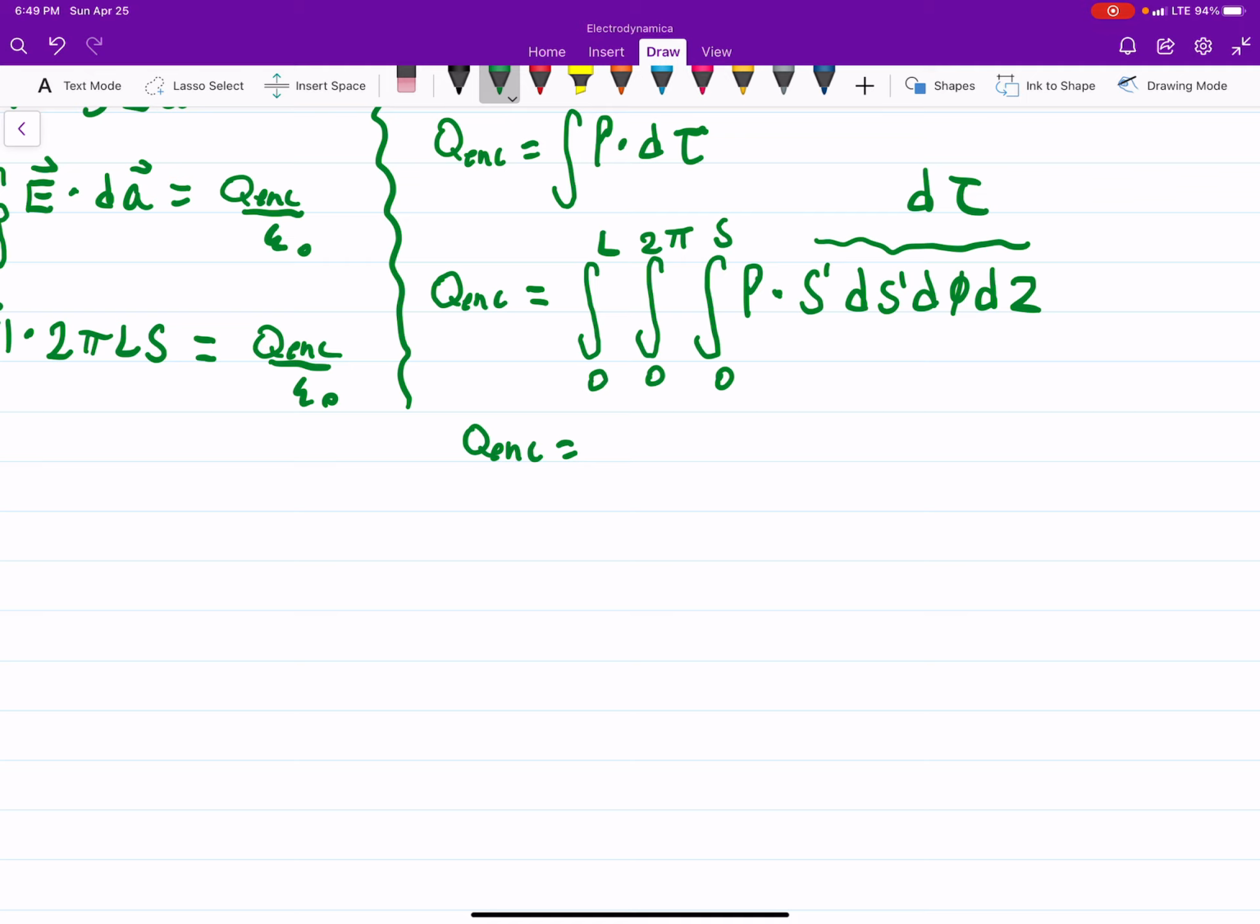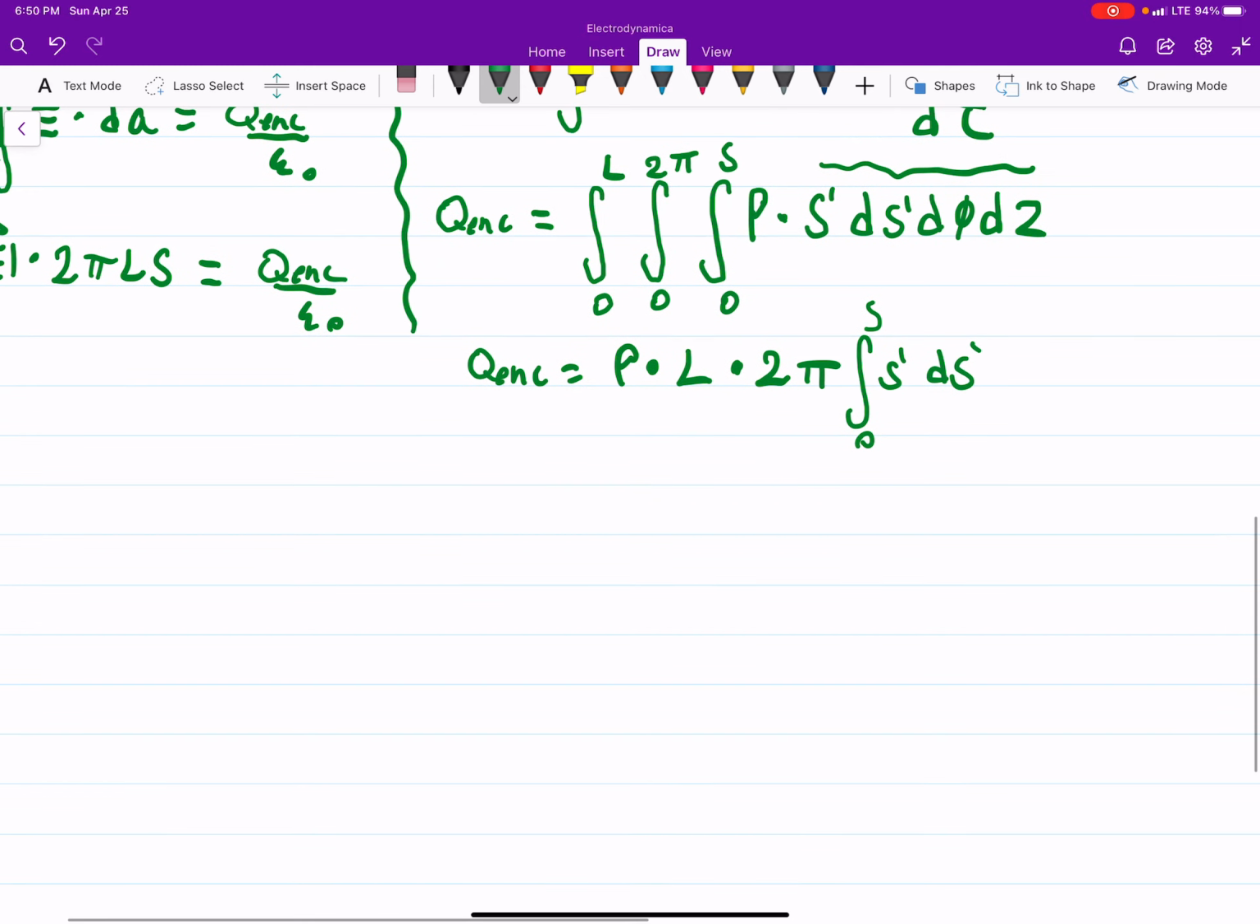Now, if we integrate the dz portion, first off, rho will factor out. If we integrate the dz portion, we're just going to get L. If we integrate the phi portion, we're going to get 2π. And the integral from 0 to s of s' ds', that's an easy power rule. You just add 1 to get 1/2 s squared. So Q enclosed is rho times L times 2π times s squared all over 2.